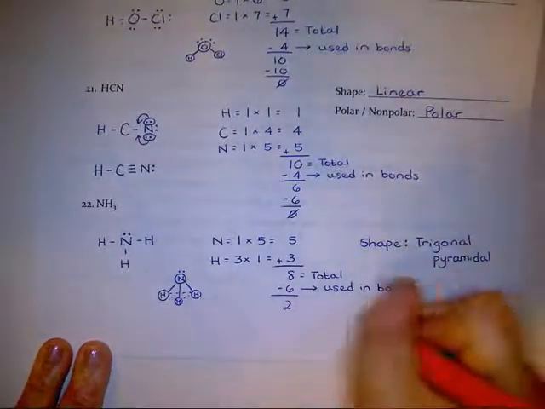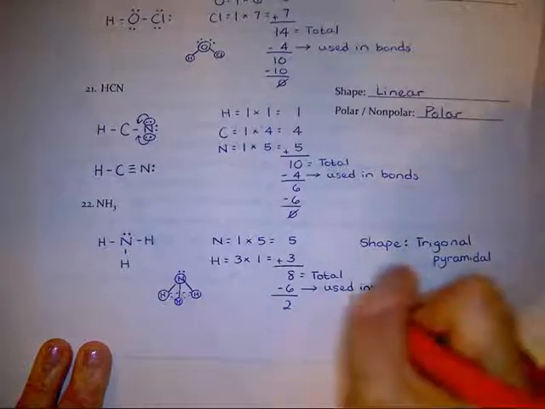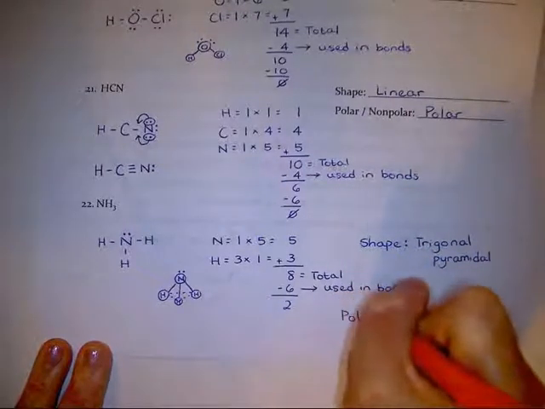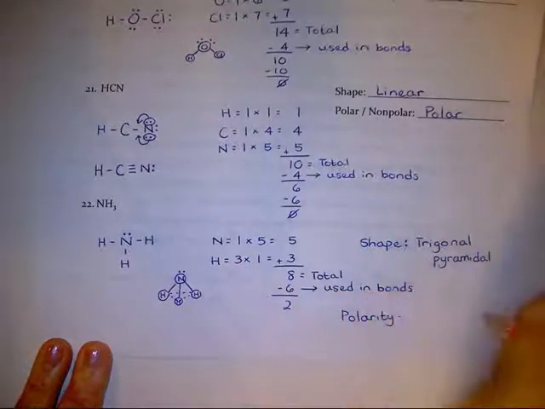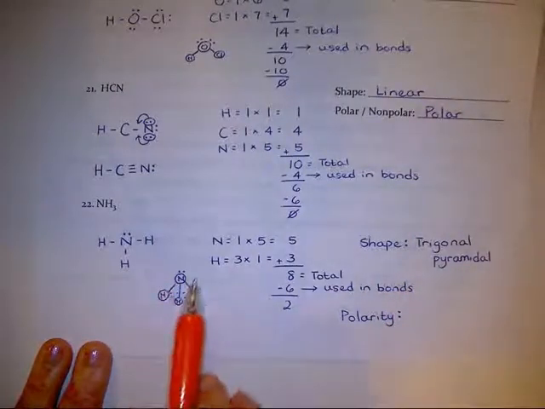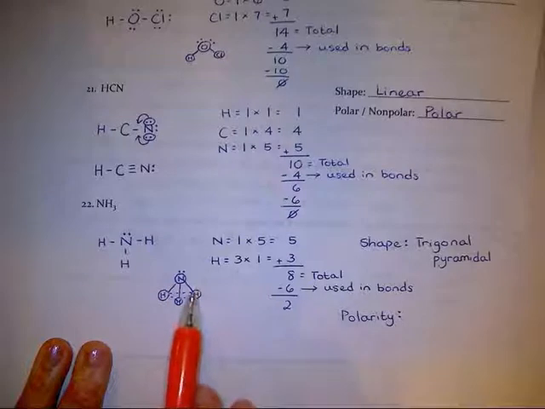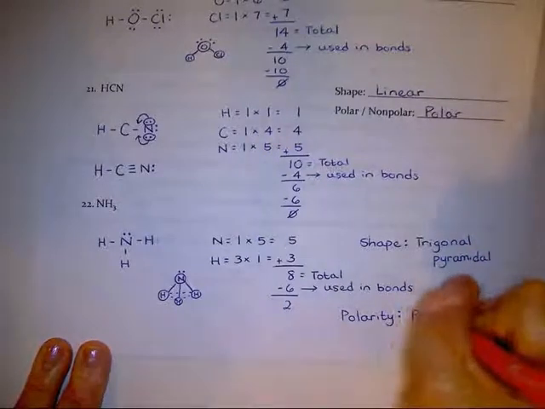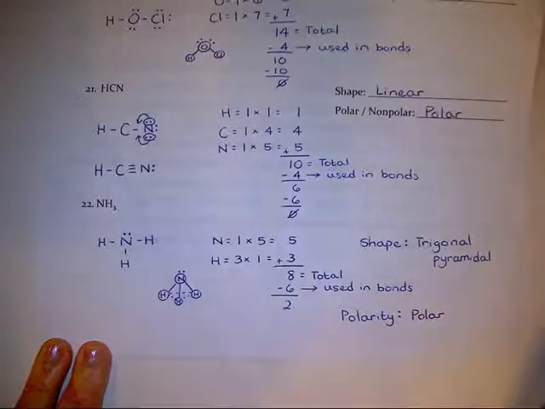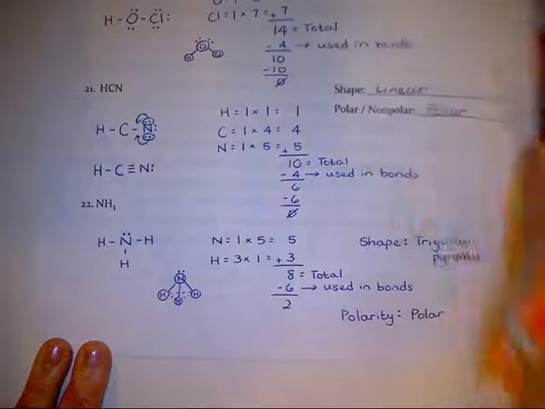Okay, now if you look at this shape and you have to decide on the polarity of this molecule, basically what happens is you get N right here on the top, and right here on the bottom is all the H's, so it's very uneven. So this is going to be a polar molecule. Okay? Alright, moving on to the next page.